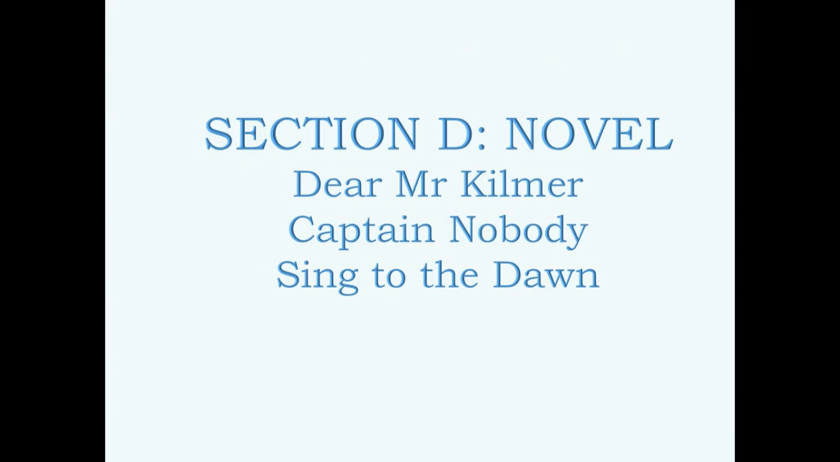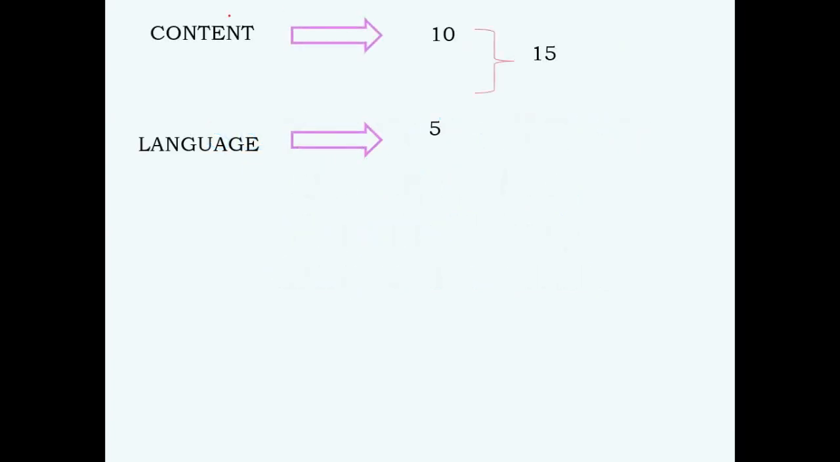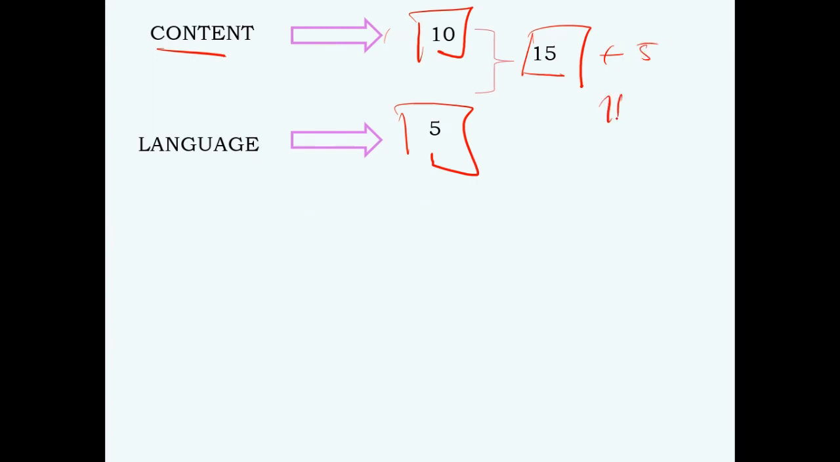In your syllabus, in different parts, some of y'all are doing Dear Mr. Kilmer, some are doing Captain Nobody, and some of y'all are doing A Sing to the Dawn. For today, I'm just going to give you an example in relation to Dear Mr. Kilmer. In section D novel, you have your content, which is 10 marks, and language, which is 5 marks. Altogether that is 15 marks, plus 5 marks for your poem, so your section D is basically 20 marks.